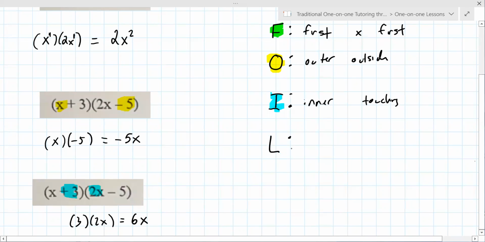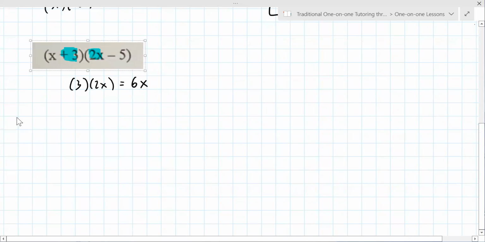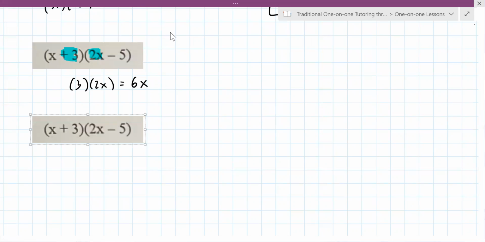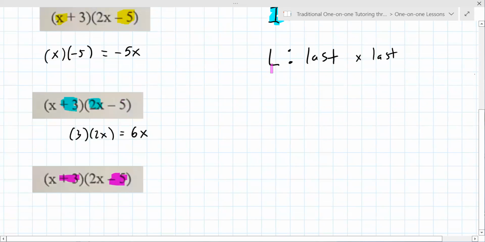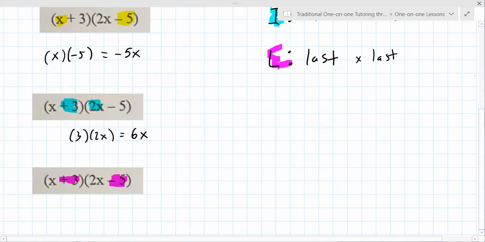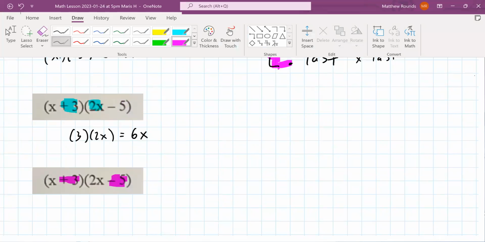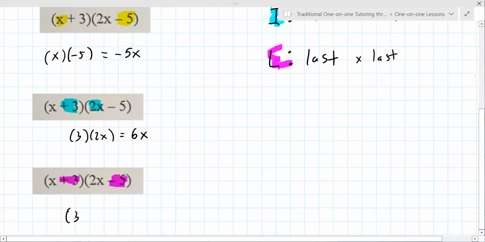And then L is the last one, stands for the last. Okay, last times the last, or the second times the second. I'll color code that again to make that clear here. So if you look back in your notes or watch the recording, hopefully you're like, yeah, that makes sense to me. So that's the last, that's the plus 3 times the minus 5. And the idea is that everything in the one binomial gets multiplied by everything in the other.